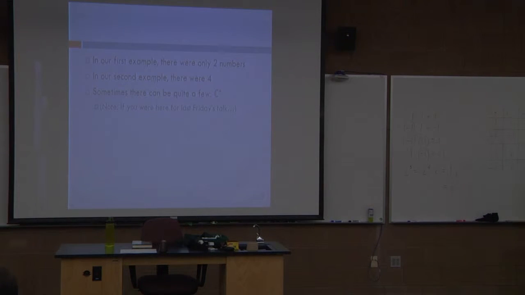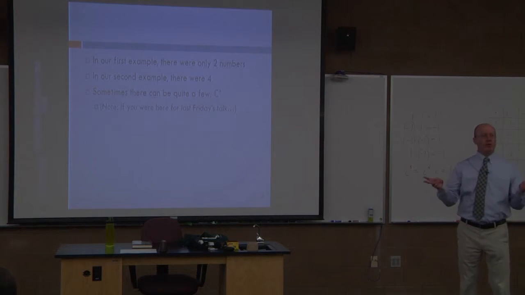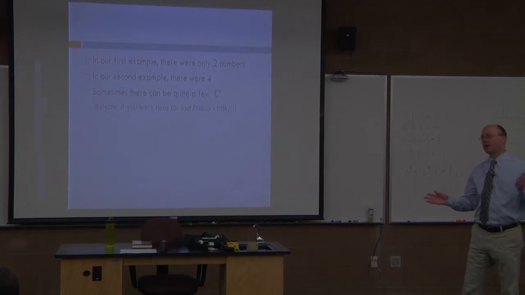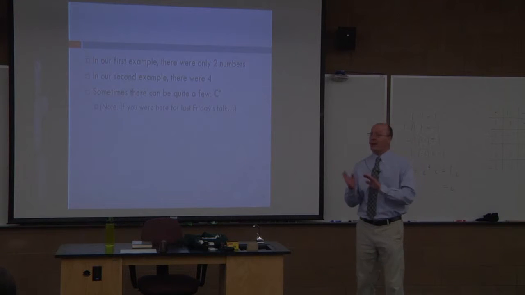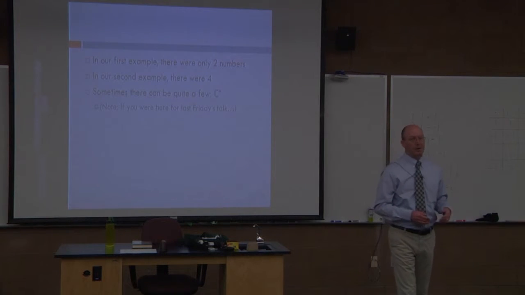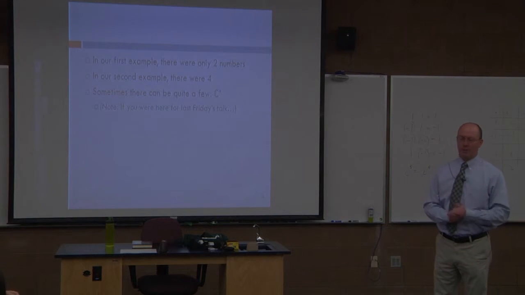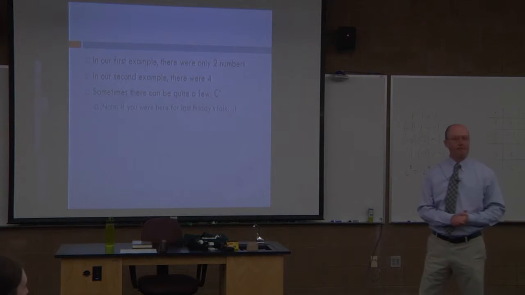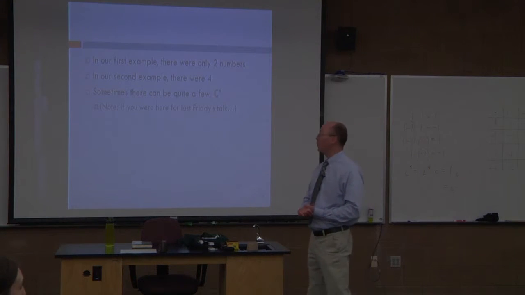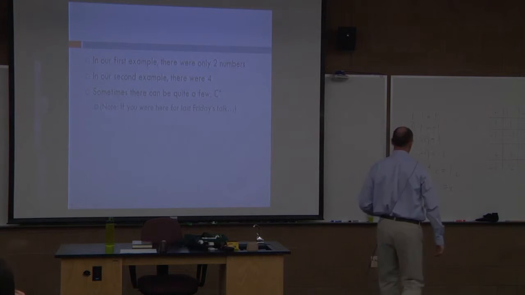In our first example, we had 2 numbers, and that was it, plus or minus 1. Second example, we had 4 numbers. That was it, plus or minus 1, plus or minus i. In algebra, we would describe those as small groups. There are large groups. One example is something that we call C star.